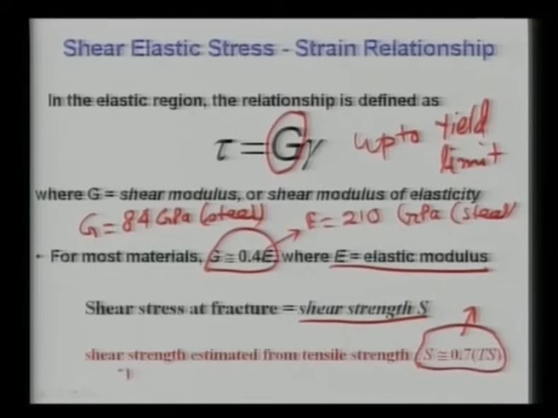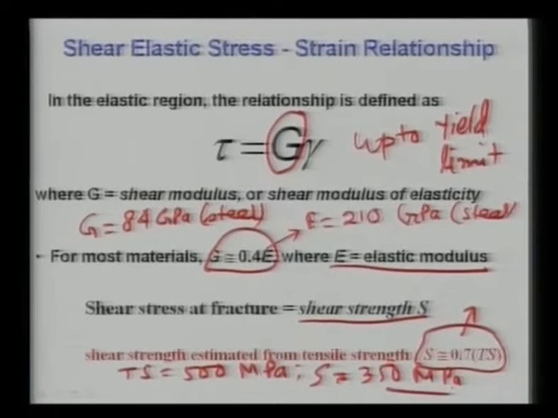Now if the tensile strength is around 500 megapascal, these kinds of values are important for you to understand, that is, what the strength values of these materials are. If it is 500 MPa, then the shear strength would be roughly around 350 MPa. That means when you apply shear stress to a typical stainless steel, it can bear up to 350 MPa of shear stress, and the tensile strength is around 500 MPa.